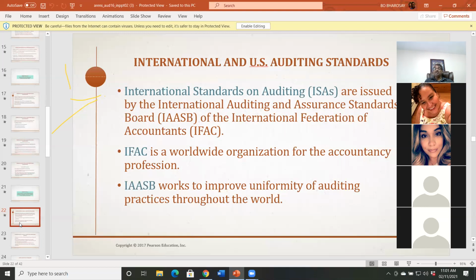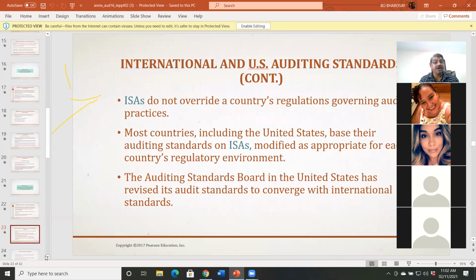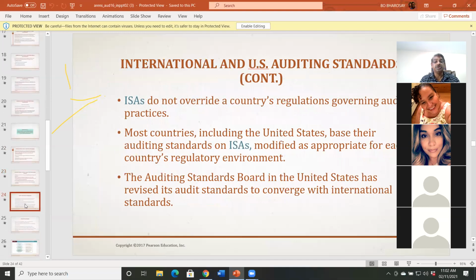Why is that so? Because our standards are much more complex than what you study. In most countries, you could become a CA without getting a bachelor's degree. Not in the United States: you cannot become a CPA unless you get a bachelor's degree or the equivalent, and even more. The IFAC is a worldwide organization of accounting professionals. The IAASB works to improve uniformity in accounting practices throughout the world. You can continue to read on what they do, but we're not going to focus too much on them. We're going to move on to our next topic.